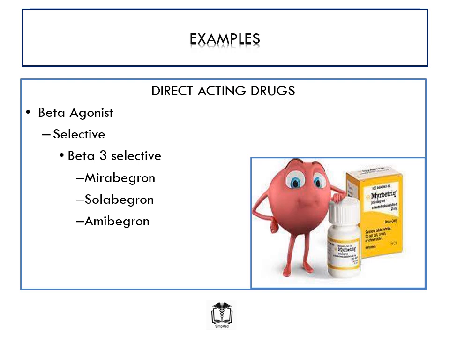And finally, we have the beta 3 selective drugs. Beta 3 selective drugs include drugs like mirabegron, solabegron, and amibegron. You would also notice that there's a unifying suffix found in all three of those drugs, and that suffix is begron. So when you see begron, you should be thinking about a beta 3 selective direct acting adrenergic agonist.